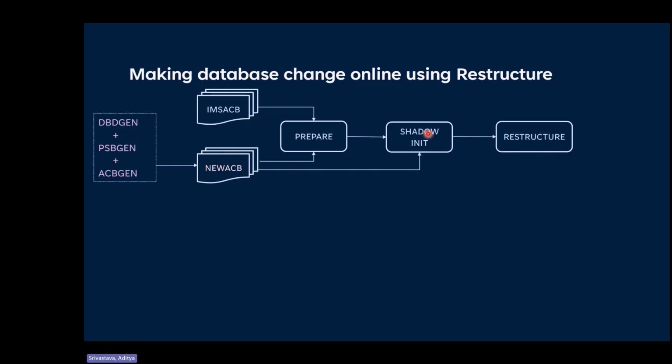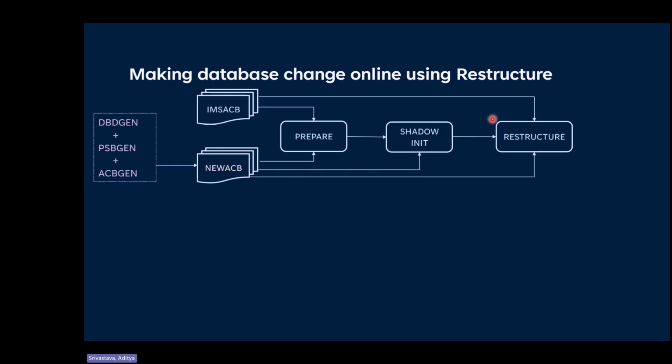So restructure reads from the IMS, the existing control block, and it reads from the new ACB, the new control blocks. That's how it runs in the ACB live environment. It's a typical case which happens in ACB live. It's easy to understand.